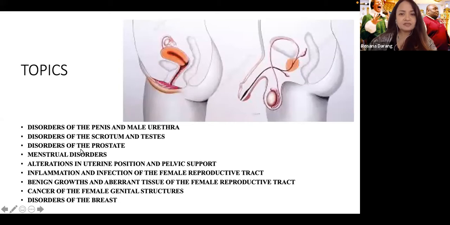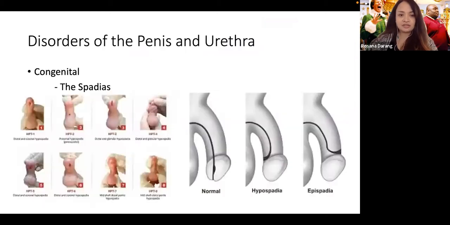So these are the list of topics that we have today. This is basically copied and pasted from the handout I uploaded on Canvas. You could see that the first 3 bullets up here are the disorders of the male reproductive organs, and the last 6 are disorders of the female reproductive system. So again, please refer to the handout, and you'll see more details about each of these topics.